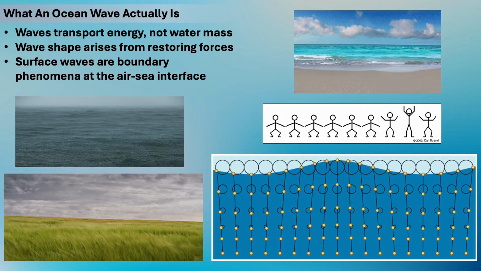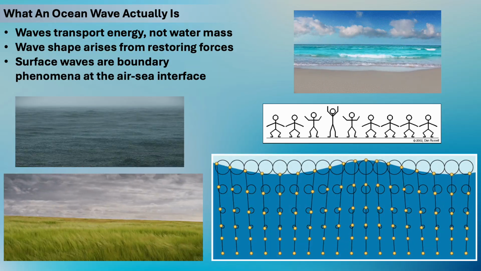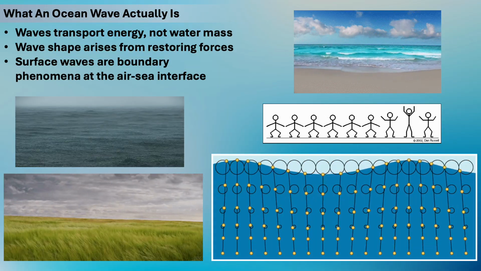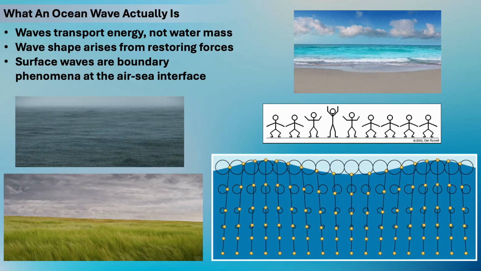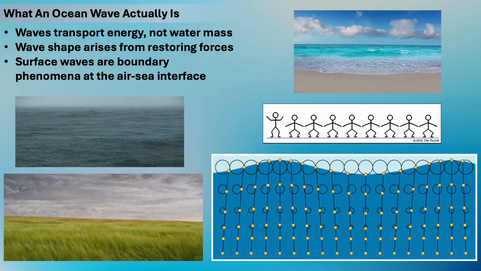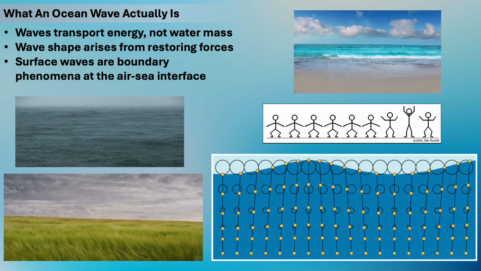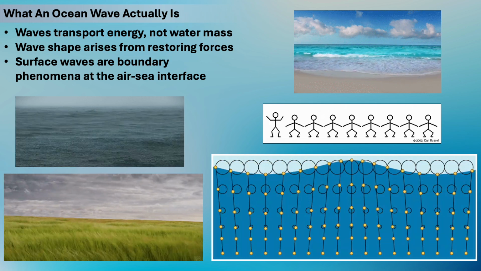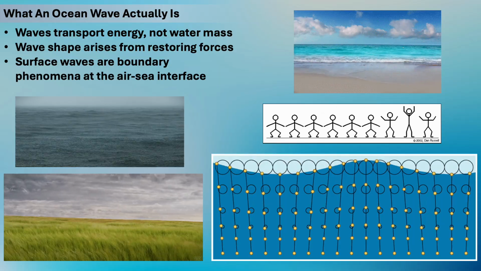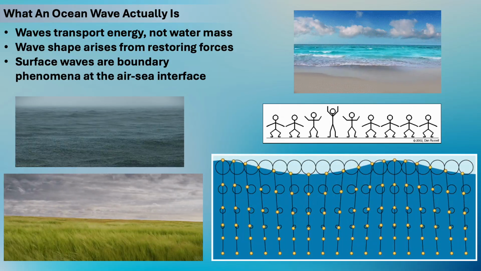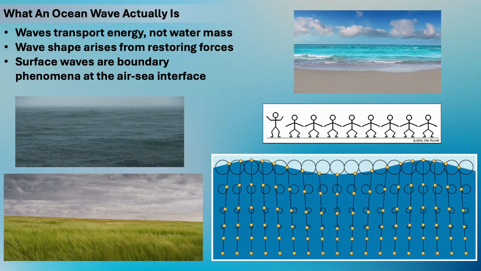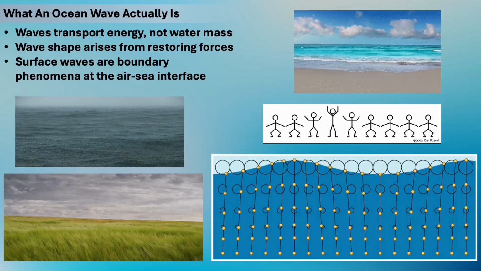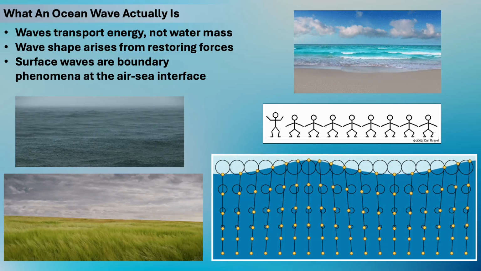This framing matters because it separates waves conceptually from currents. Currents are bulk water movement driven by sustained forces like wind stress and density gradients. We'll talk about those in a future lecture. Waves, in contrast, are transient energy signals that pass through the water. That distinction will be essential when we later discuss tides and circulation.